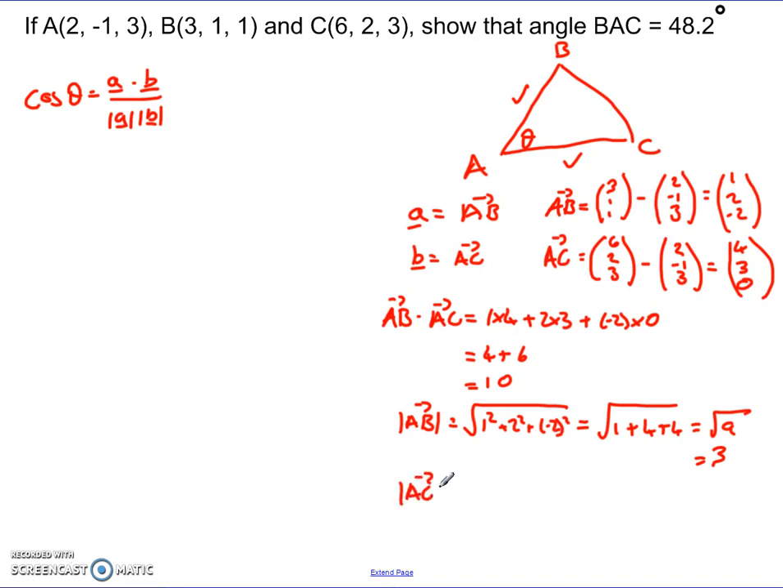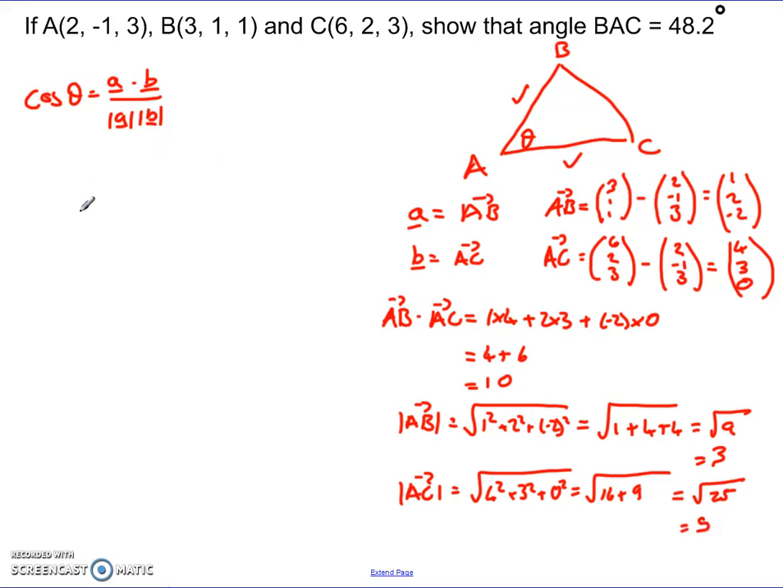Magnitude of A to C, similar idea but with its elements, 4 squared plus 3 squared plus 0 squared, all under a square root. Now 0 squared is nothing, 4 squared is 16, 3 squared is 9, so it's square root of 16 plus 9. Square root of 25, which we should all know as well, is 5.